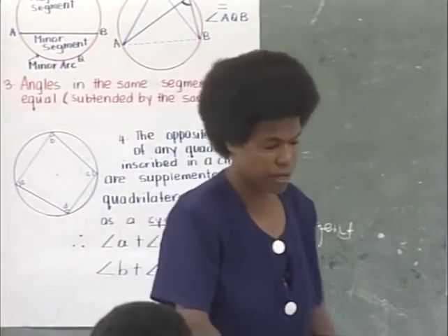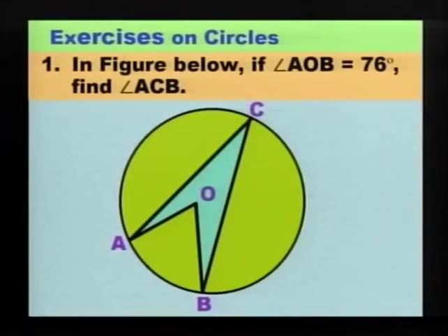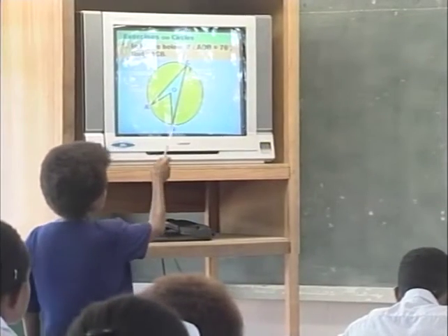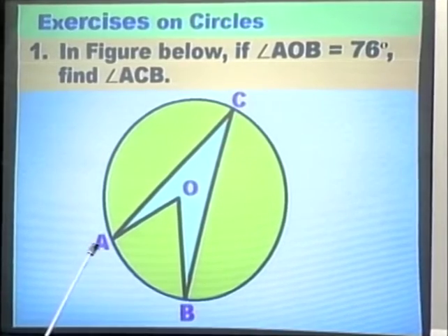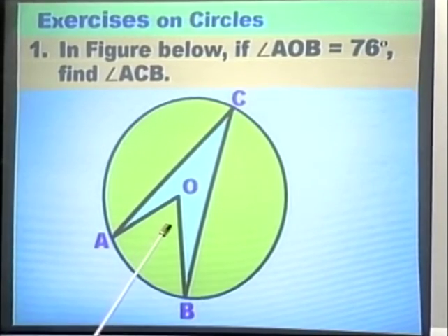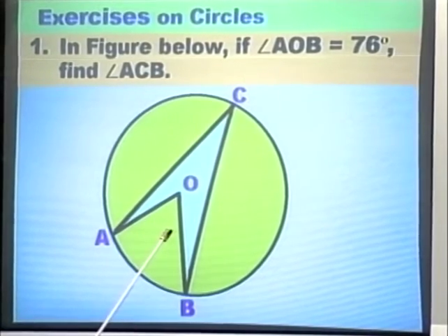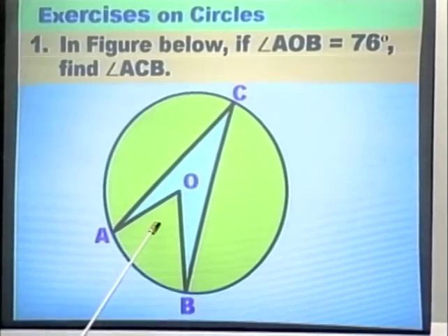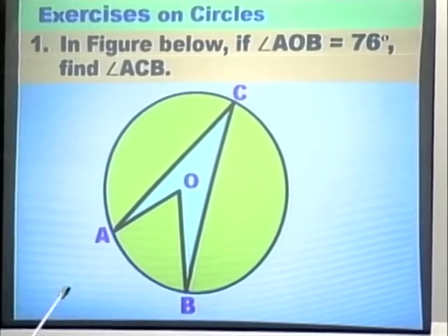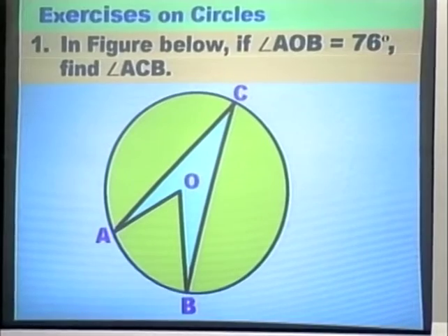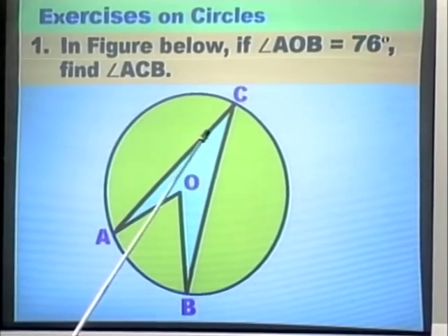Okay, there's question 1 up there on the screen. Yeah, question 1 is here. In the figure below, if angle AOB, which is this angle here, if angle AOB is 76 degrees, we have to find angle ACB. So it's this angle here.